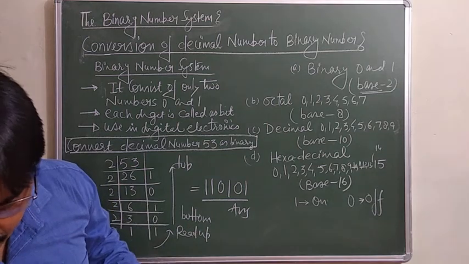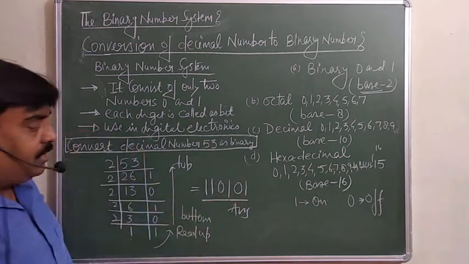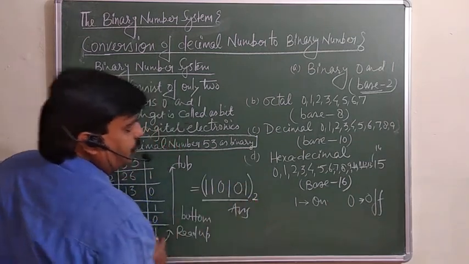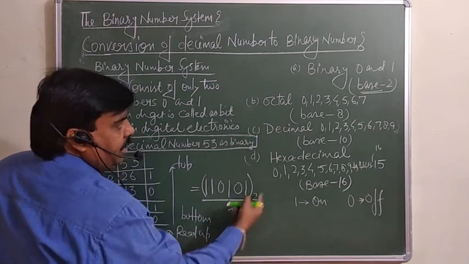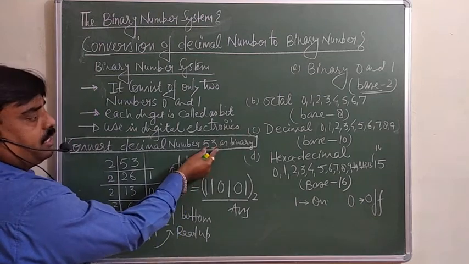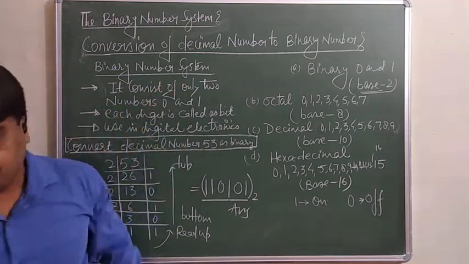So your answer is 110101. Because the base is 2, you must write the 2 here as the base. If the base is octal, you write 8. For hexadecimal, you write 16. In the case of octal, we divide by 8. This same number we will discuss in the next screen. Have a look.